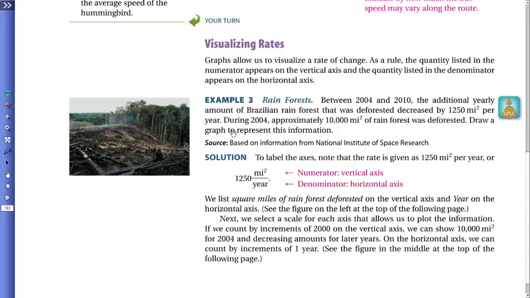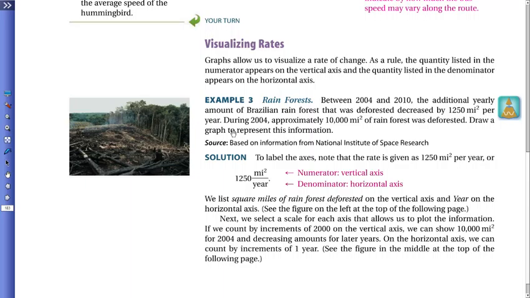Draw a graph to represent this information based on information from the National Institute of Space Research, which is kind of interesting. You think about space research talking about forest in Brazil, right? Well, we have things in space that really should be Earth research, because it's really looking at the Earth from space.